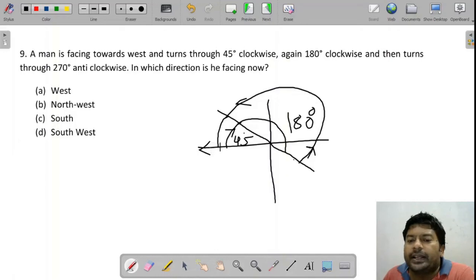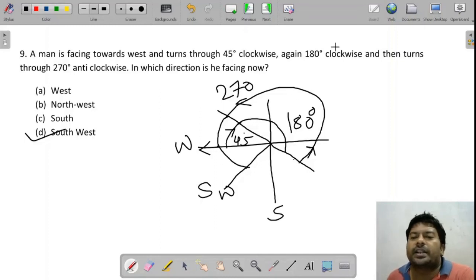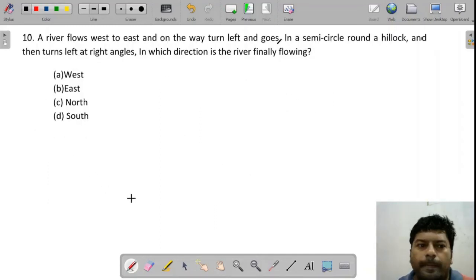225, again has to travel 45 more, that is here. So from here to here that is 270 degrees. From here to here is 270 degrees, and now he is facing south. This is south and this is west, so he is facing southwest. So he is facing southwest direction right now. We'll move to question number 10.